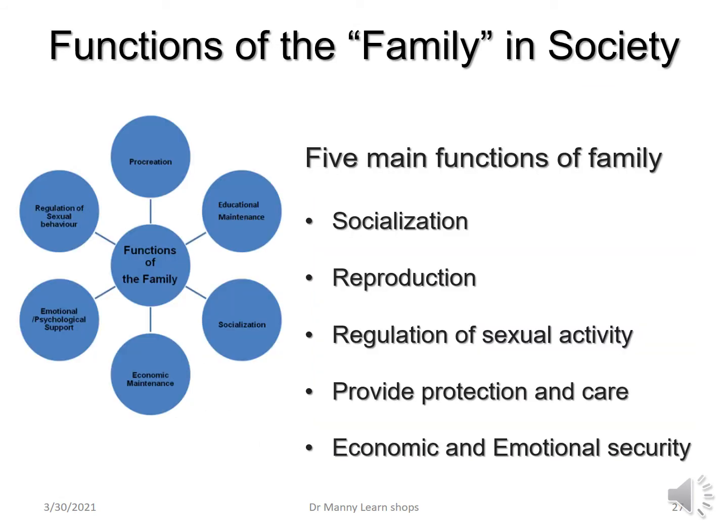What are some of the functions of family in society? Well, the five main functions of a family are socialization, reproduction, regulation of sexual activity, meaning to decrease the event of promiscuity, early pregnancy, and provide protection and care, economic and emotional security.